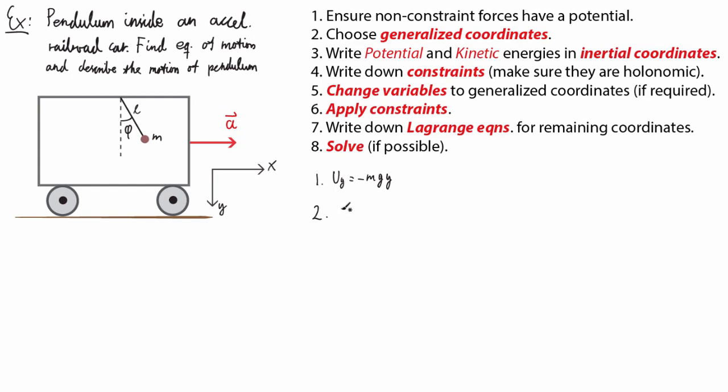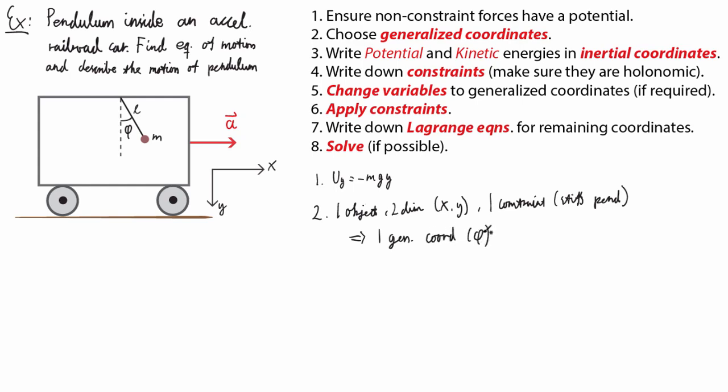Now the generalized coordinates, well, we have one object that's moving in 2 dimensions, x and y. So we have 2 unconstrained coordinates. We have one constraint. That's a stiff pendulum. So that should give us one generalized coordinate. And I'm going to use phi for that.